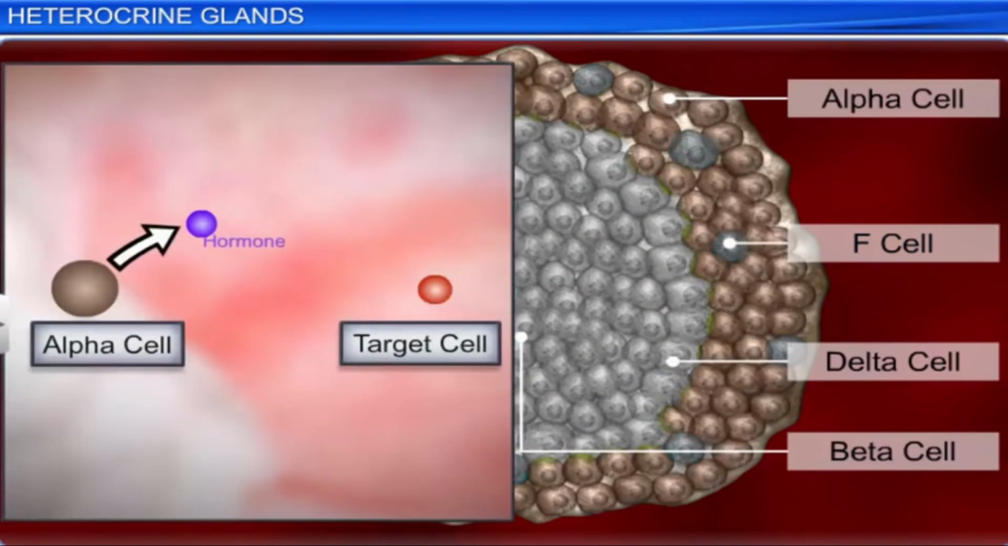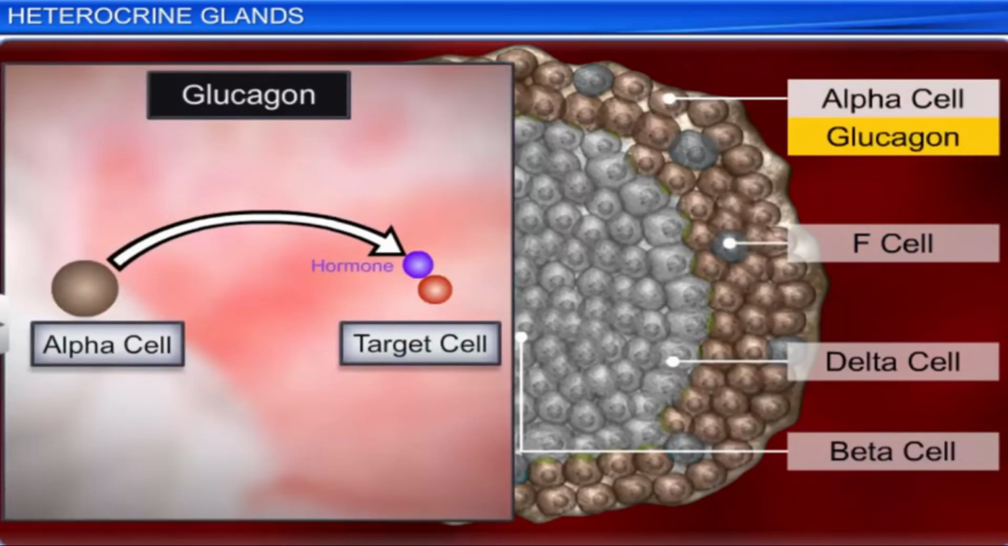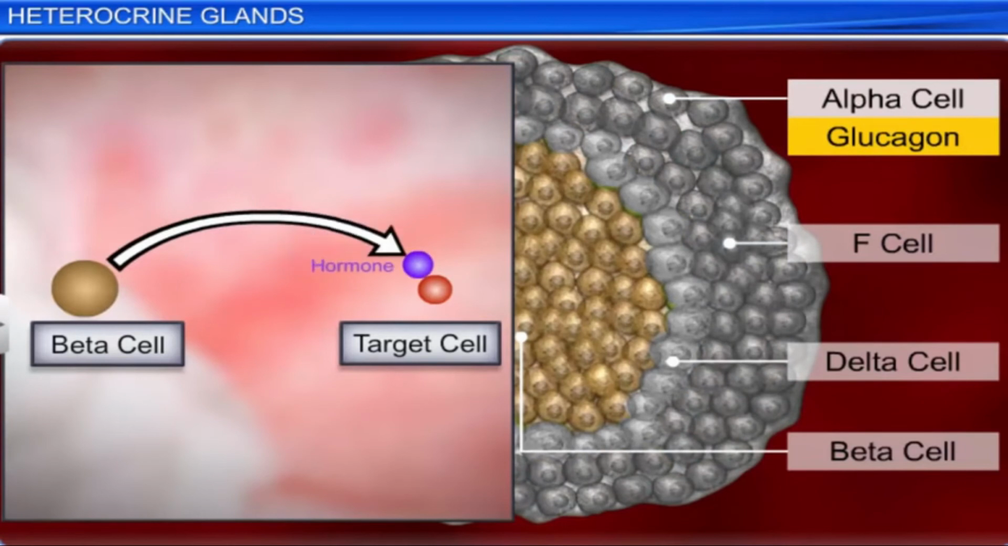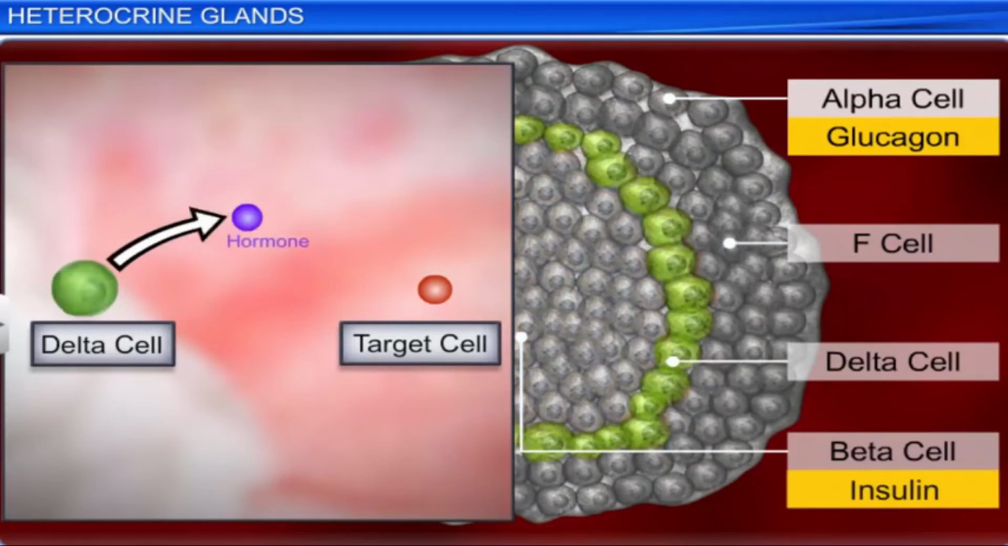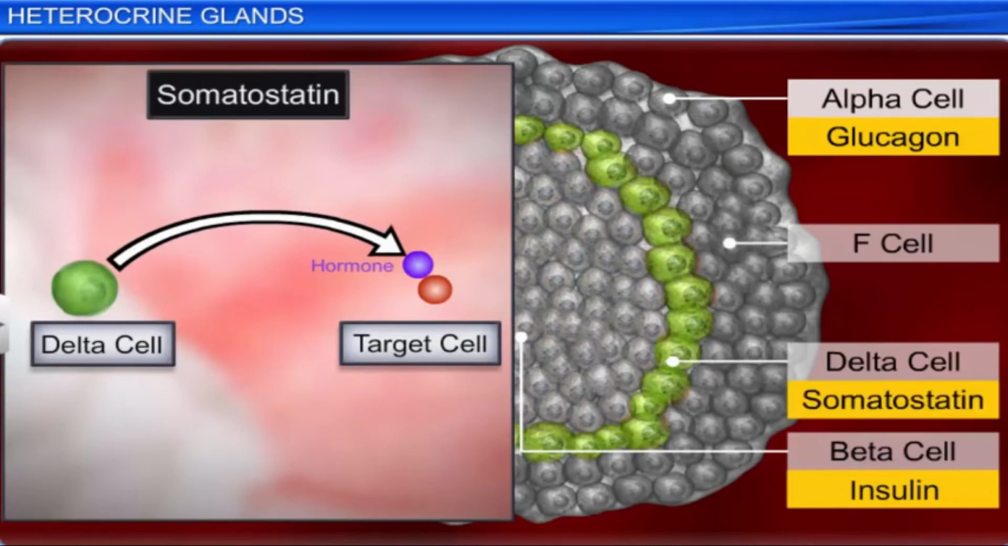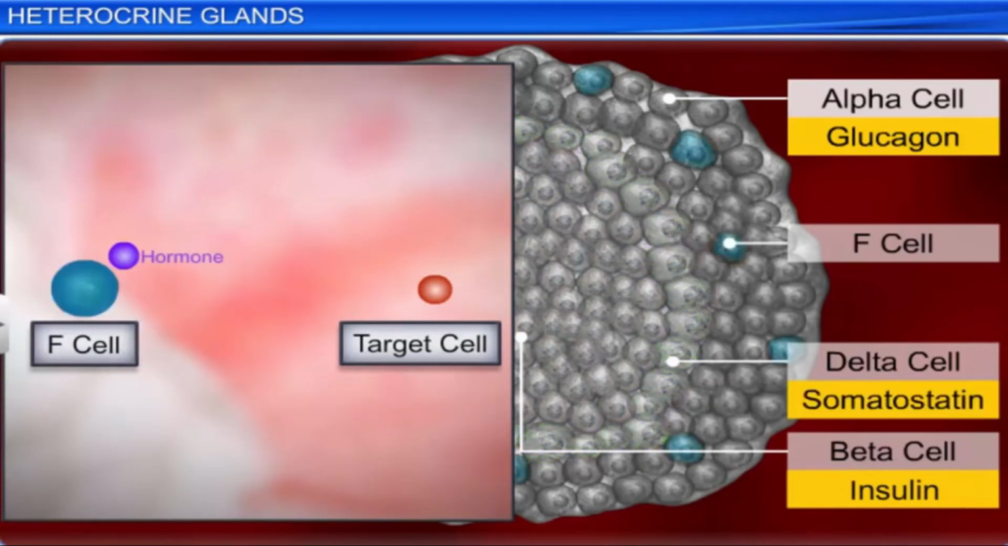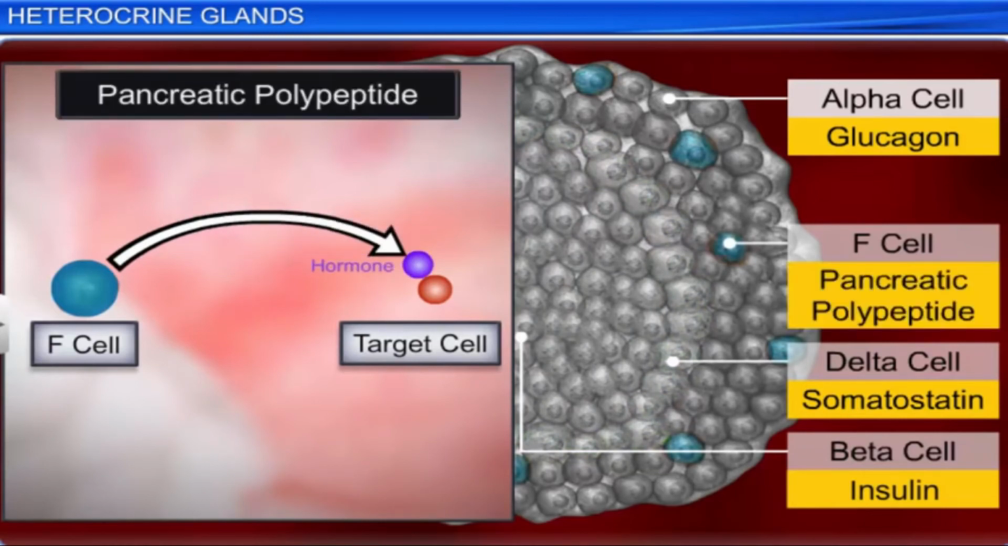Alpha cells secrete the hormone glucagon, while the beta cells secrete insulin hormone. Delta cells secrete the hormone somatostatin, whereas F cells secrete the pancreatic polypeptide hormone.